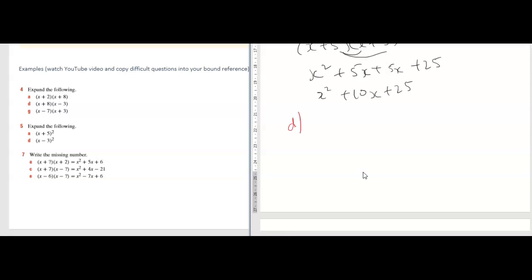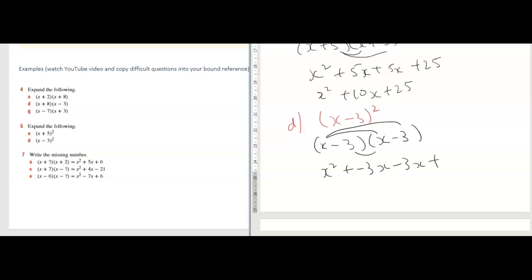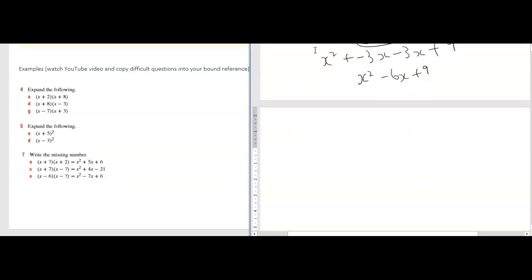All right, let's do D, which is a negative 1. So x minus 3 squared. So you can jump this step if you want to, but I'm not going to. I'm going to show you how to expand it. So don't forget the negatives. And then negative 3 times negative 3 gives you a positive, so don't forget that. So we've got x squared minus 6x plus 9. All right, scroll to the next page. And we're on to question 7.